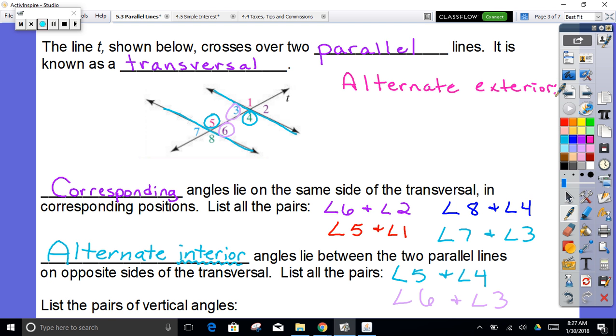Alternate exterior angles, which is kind of the same thing as alternate interior angles, except that they are on the outside of the parallel lines. So angles 8 and 1 would be alternate exterior angles. What's the other pair of alternate exterior angles? Zoe? 2 and 7. 2 and 7.